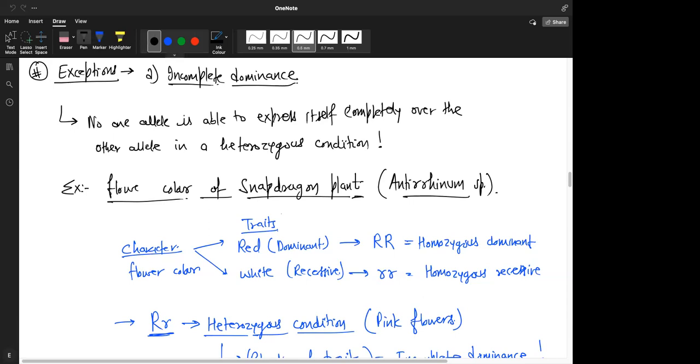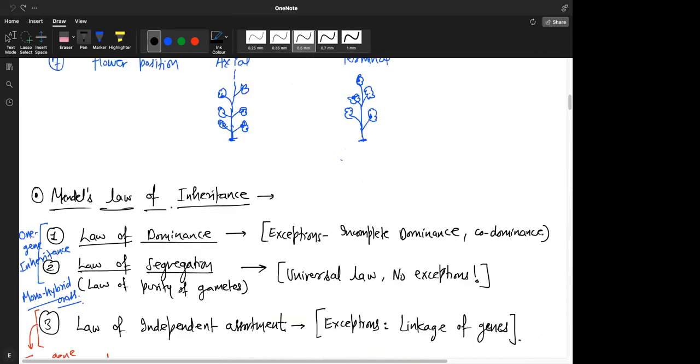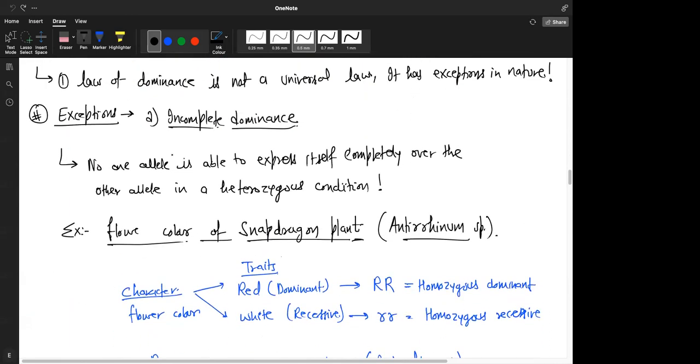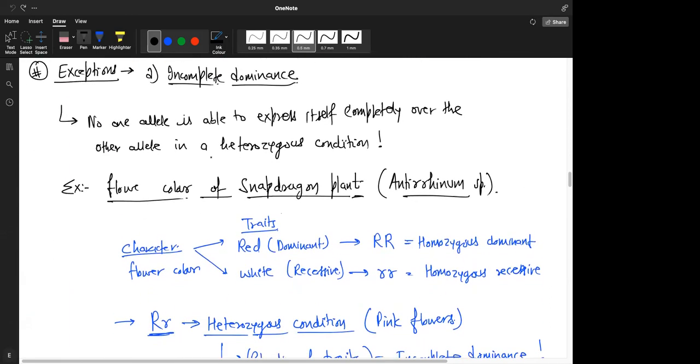Flower. Yeah, we did one example of flower color of snapdragon plant, that is Antirrhinum majus. The characters are 2: red, that is dominant, and white is recessive. Red is homozygous dominant, white is homozygous recessive.